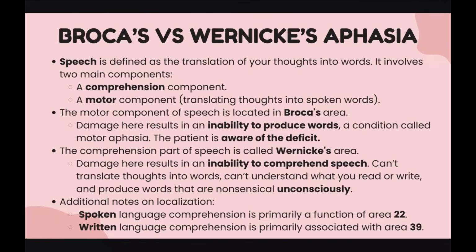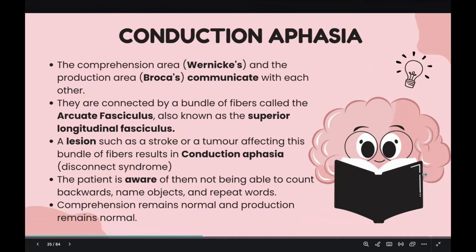You get me? And the main difference that I want you guys to keep in mind here is that in Broca's they're aware, but in Wernicke's they're not aware of their deficit. Additional notes on localization: the spoken language and comprehension is a primary function of area 22. Again, this is just a reminder. Broca's area and written is 39, Wernicke's area.